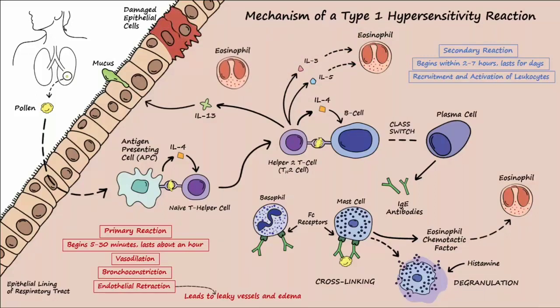Lipid mediators produced from arachidonic acid are also a significant part of the late response and include prostaglandins and leukotrienes that have similar effects as histamine. Leukotrienes are particularly potent bronchoconstrictors.